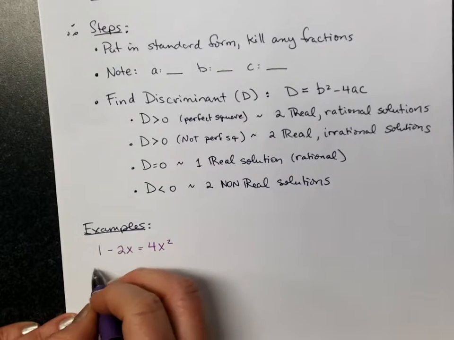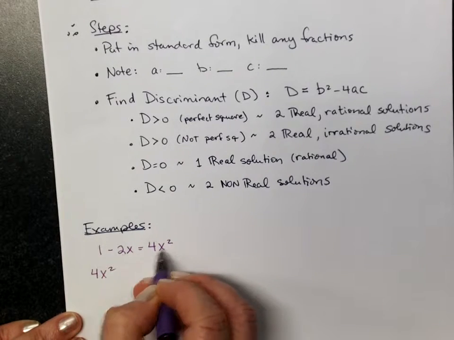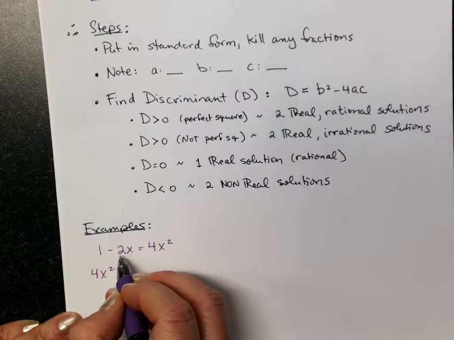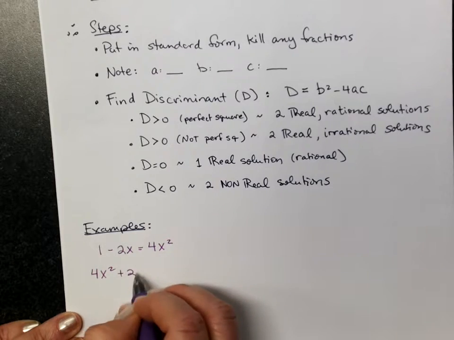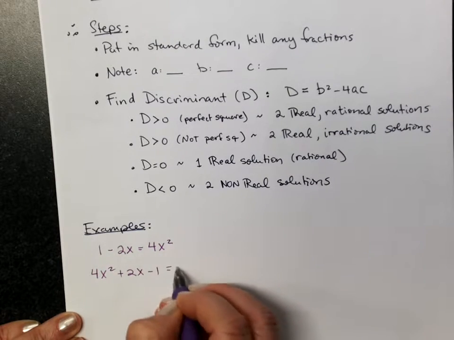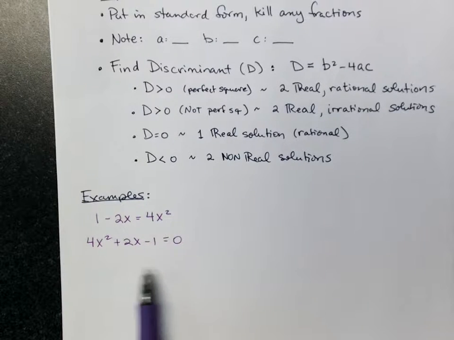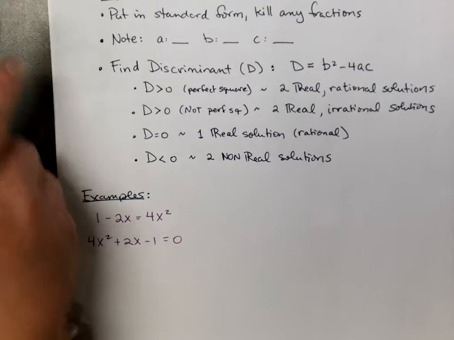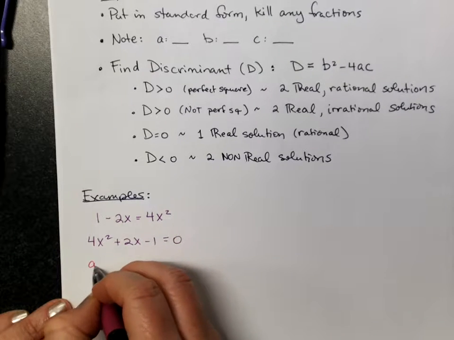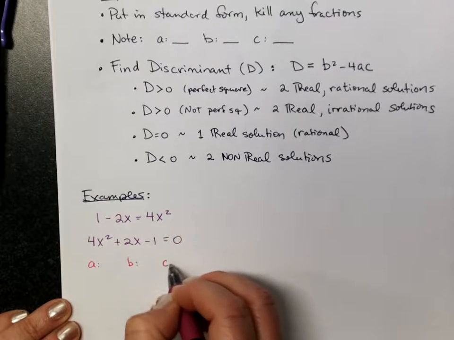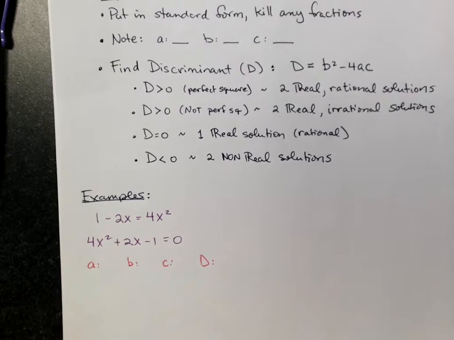So 4x squared, and then I'm going to do everything in the correct order too. So plus 2x, and then minus 1 equals 0. And I also just went ahead and flipped it over. Now that's not factorable, but you can check your ac and b and see if it is. But it's not. So we're going to go ahead, note your a, b, and c, and also then find your D.